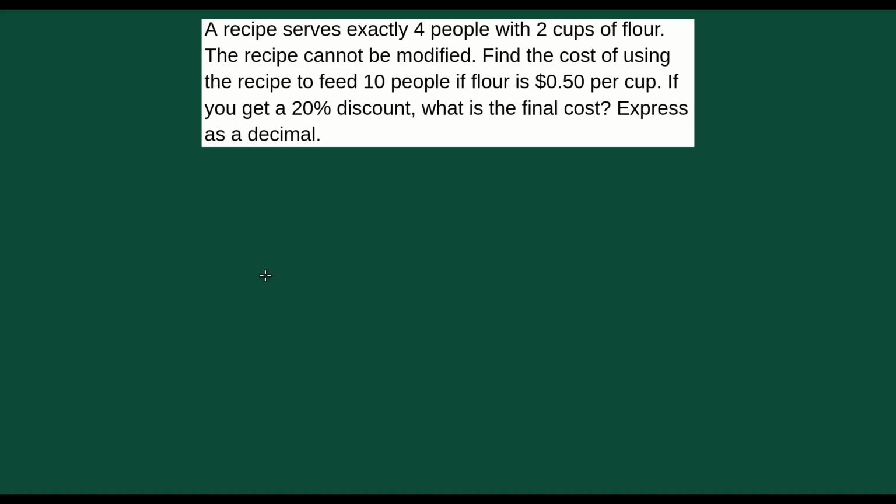So this word problem is asking us to solve and find several pieces of information. So let's tackle it one piece at a time. The first thing we need to note is the recipe. We're told a recipe serves exactly 4 people with 2 cups of flour, and this is an interesting sentence right here: the recipe cannot be modified. So if we set up a ratio, we can feed 4 people with 2 cups of flour.